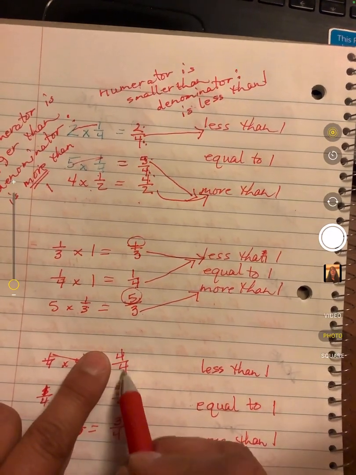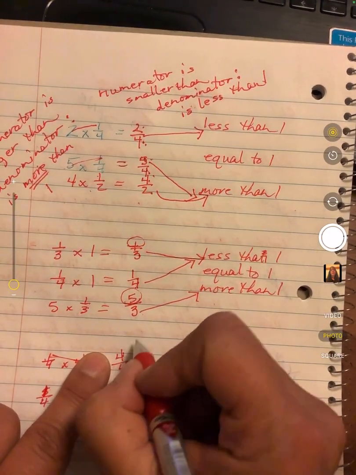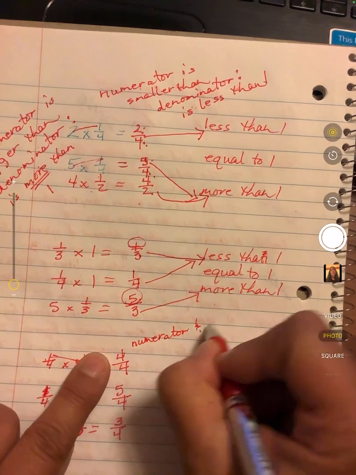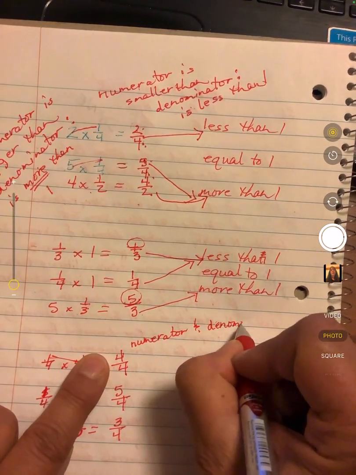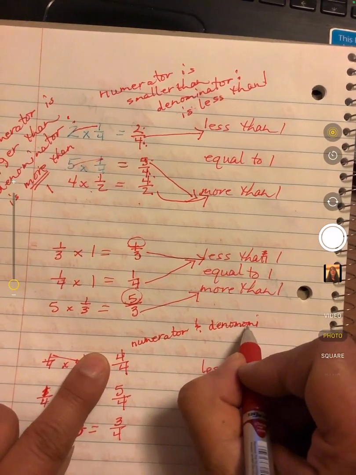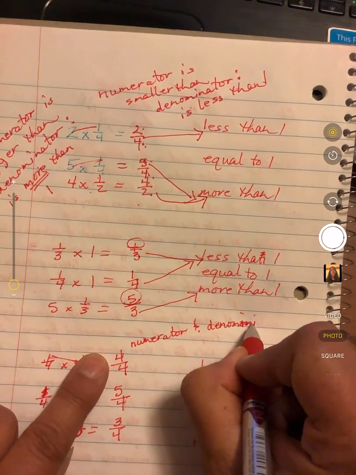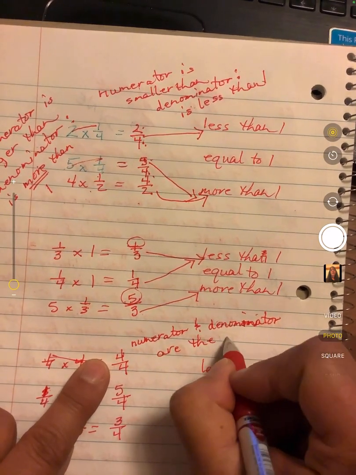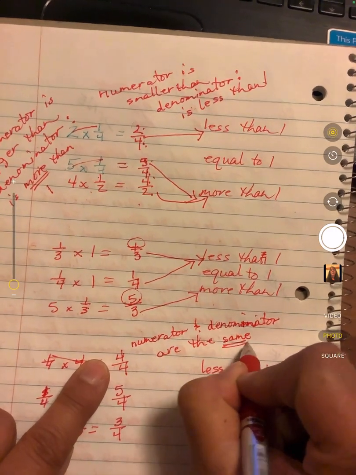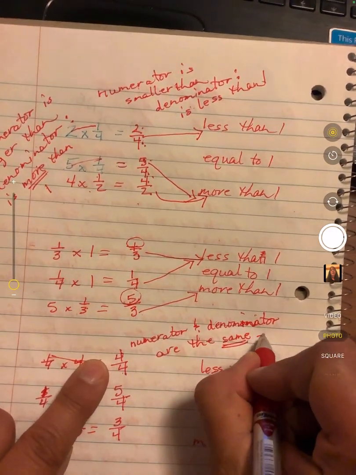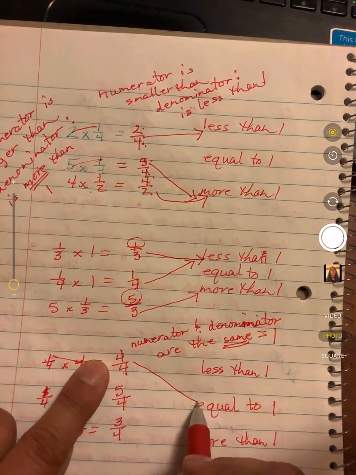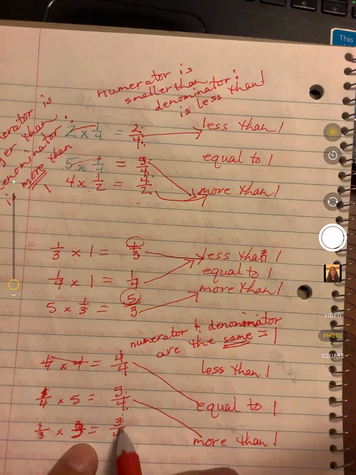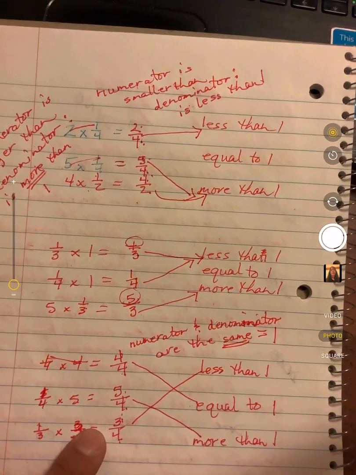Okay, so 4/4. When your numerator and denominator are the same, it equals 1. 5/4, the 5 is bigger than the 4, so it's going to be more than 1. 3/4, the 3 is less than the 4, so it's going to be less than 1.